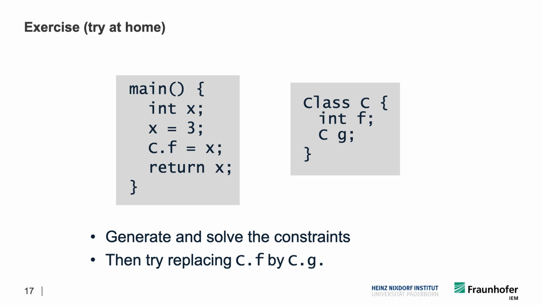Here's an exercise that you can also try at home. There's just a little program that's defining some integer type variable and assigning to it, and then that local variable x is being assigned to a field. And as you see here, that's type compatible, right? So it's all of type int. But if you then try replacing c.f by c.g, you can actually think about what happens and what the constraints look like and how you would actually be able to identify a constraint error in such a type system.